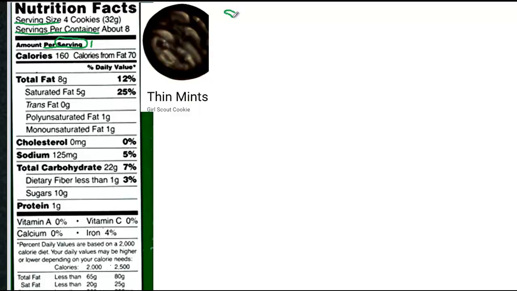I can do serving size, and in this case I'm looking at 4 cookies, right? And I can multiply that by the number of servings, and this is for the cookies. And that will tell me how many cookies are in the box. Sorry, I'm writing with the mouse.